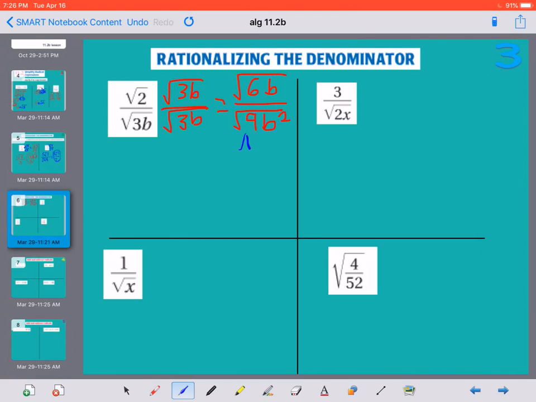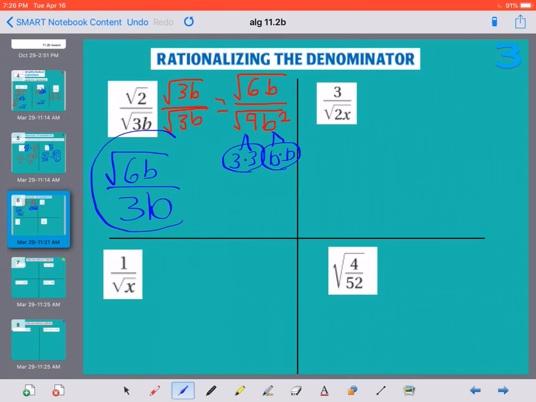But we can split up 9. That has a 3 times 3. So it has a pair of 3's. It also has a pair of b's, so 2 b's. So what we're going to have then is the square root of 6b over, we found a pair of 3's and a pair of b's. So the square root of 6b over 3b.